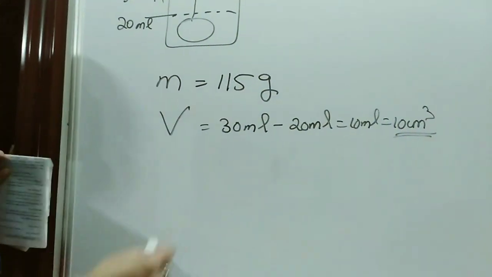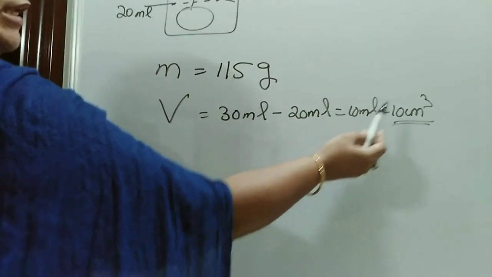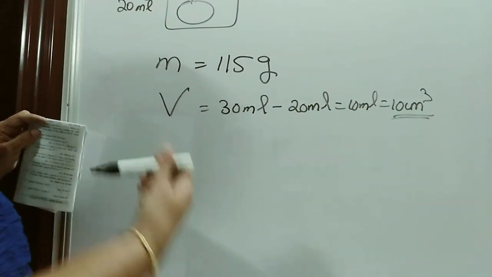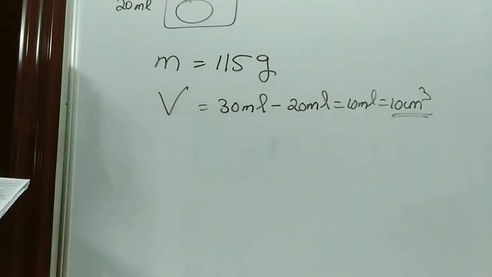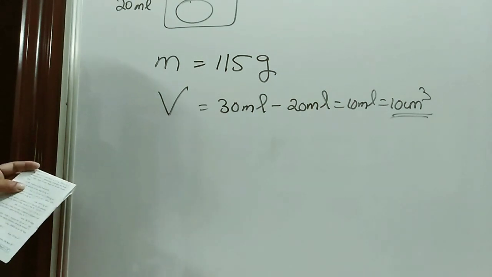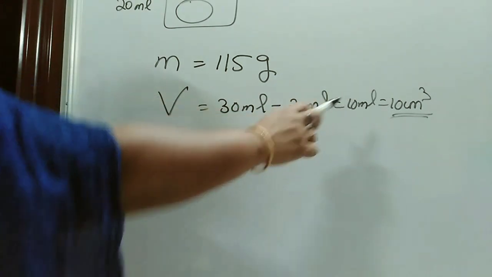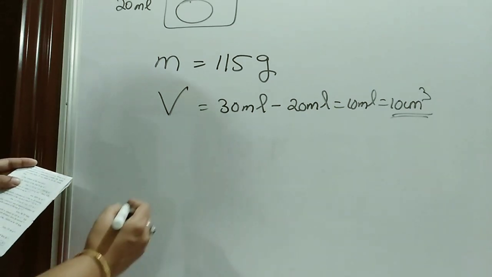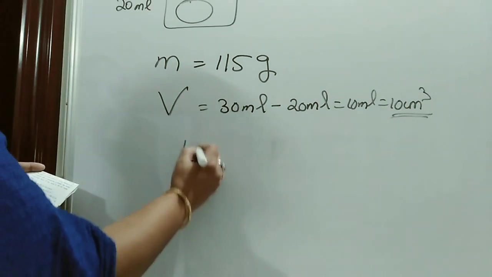I am not repeating the same formula again and again. 1 ml is 1 centimeter cube. So 10 ml is 10 centimeter cube. Now you are asked to find the volume of the lead piece. So we got the volume of the lead piece is 10 centimeter cube. Then we are asked to find the density.